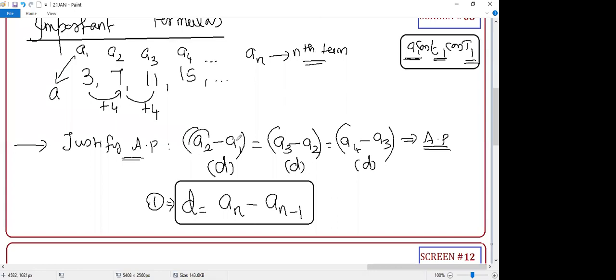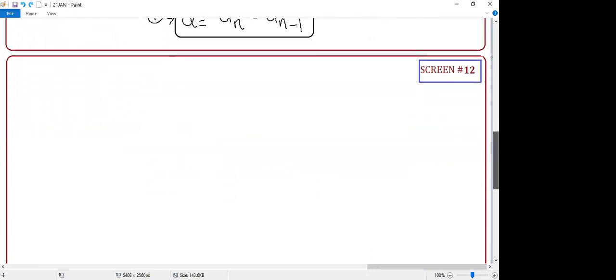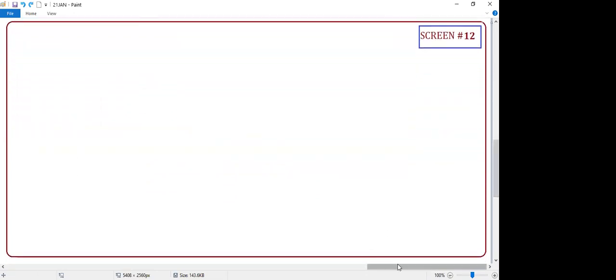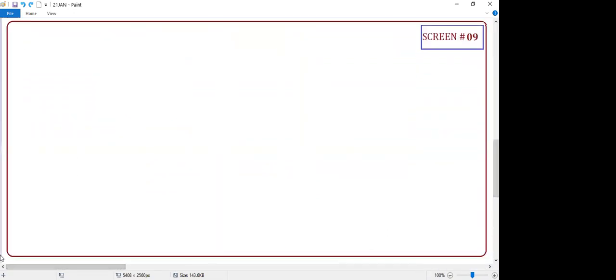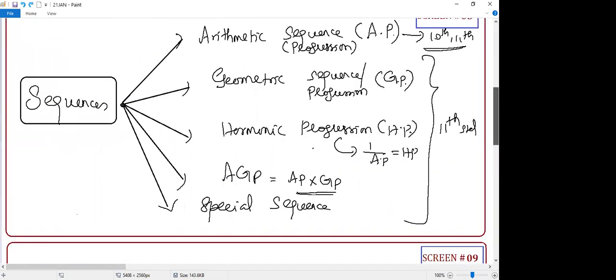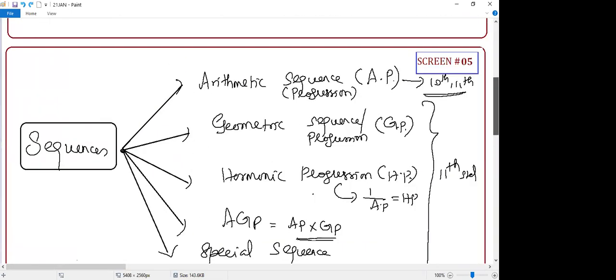D is A2 minus A1, A3 minus A2. So if you put 3 here, you put 2 here. 4 means 3. N means what? N minus 1. So any term minus its previous term. Clear or not? Don't think it is always second term minus first term. Any term minus its previous term is called the common difference, D.